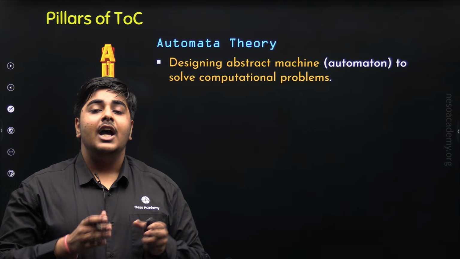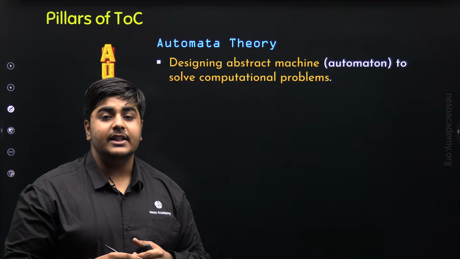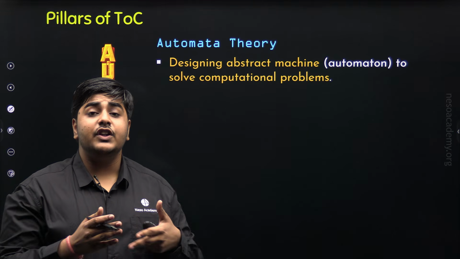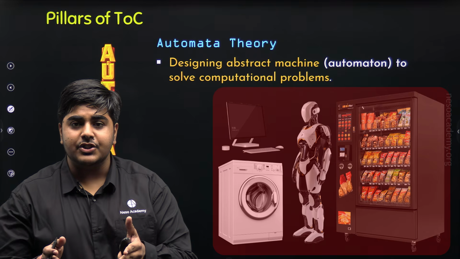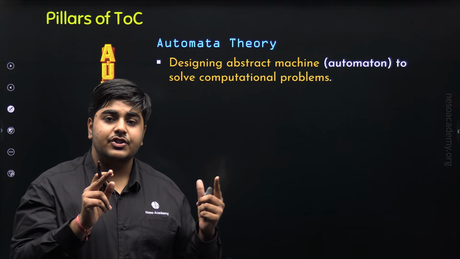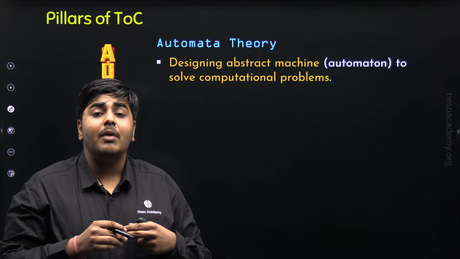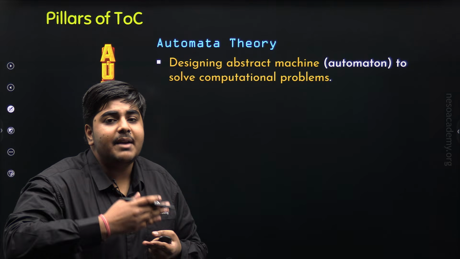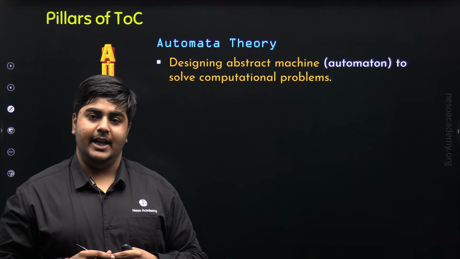In general English, abstract means something which is not real. So abstract machines are those machines that are not real. You cannot compare abstract machines with your washing machine or your vending machine, computer, robot, because these are real machines. An abstract machine is just an ideation. You can draw an abstract machine in your mind or on paper. It is basically a diagrammatic or a mathematical representation of solving a computational problem using a step-by-step approach. So that is what an abstract machine or an automaton is.